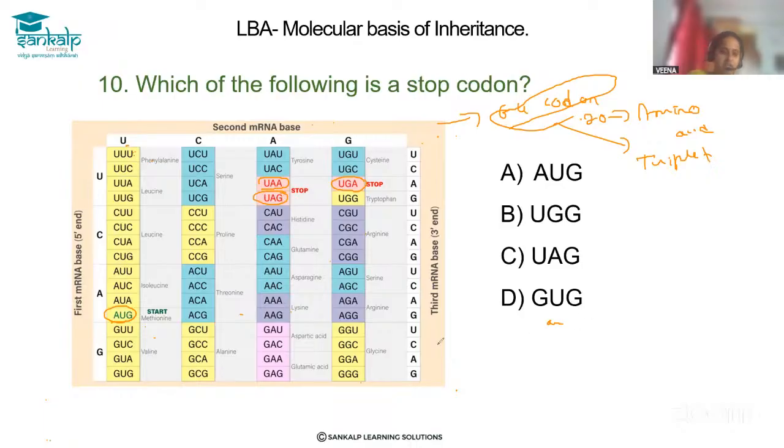So here there are four options they have given. Which one is the stop codon now? So the UAG. So option C is the stop codon. Okay. Thank you.